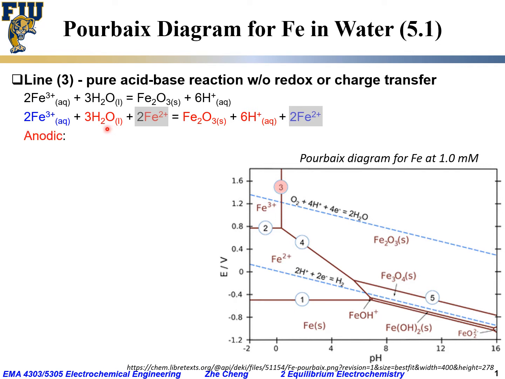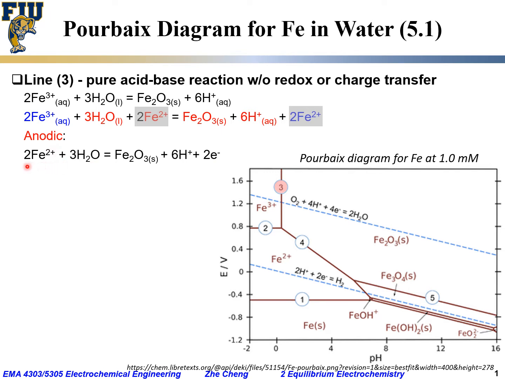Which I would call the anodic or oxidation half-cell reaction, from Fe2+ to form Fe2O3, ferric oxide. 2 Fe2+ combined with 3 H2O to form Fe2O3, 6 H+, and release 2 electrons. This would be the anodic or oxidation half-cell reaction.